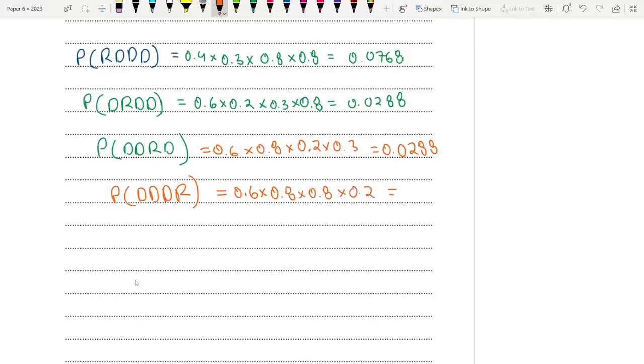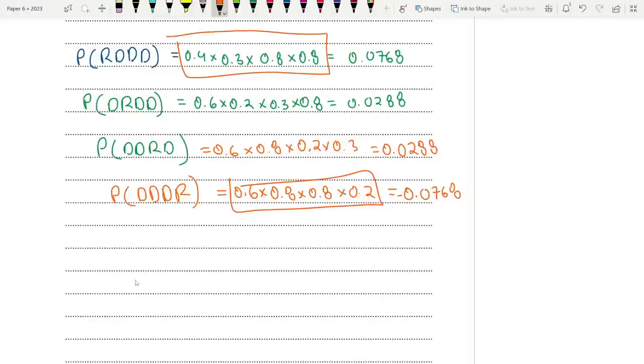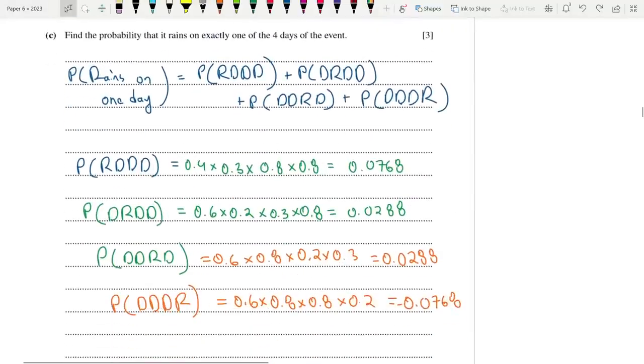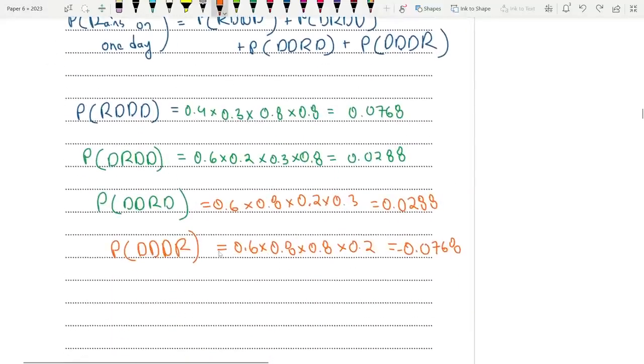Isn't it similar to another one? 0.6 into 0.8 into 0.8 into 0.2. 0.0768. So as you can see, these two have the same answers, although the working was different. Okay, so there was no shortcut to this. You actually had to go through all the hard processes.